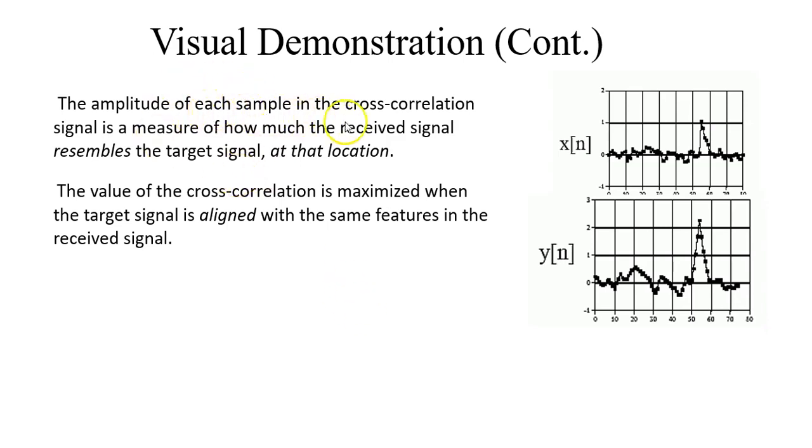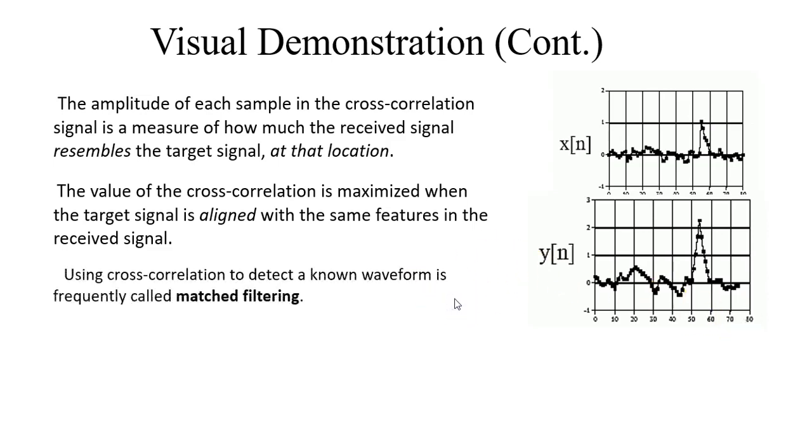The amplitude of each symbol in the cross correlation signal is a measure of how much the received signal resembles the target signal at that location. The value of the cross correlation is maximized when the target signal is aligned with the same features in the received signal. This is x of n, this is y of n. Really, if we have the same signal, the transmitted and received signals are very, very similar. The output will have another ideal output with other properties.